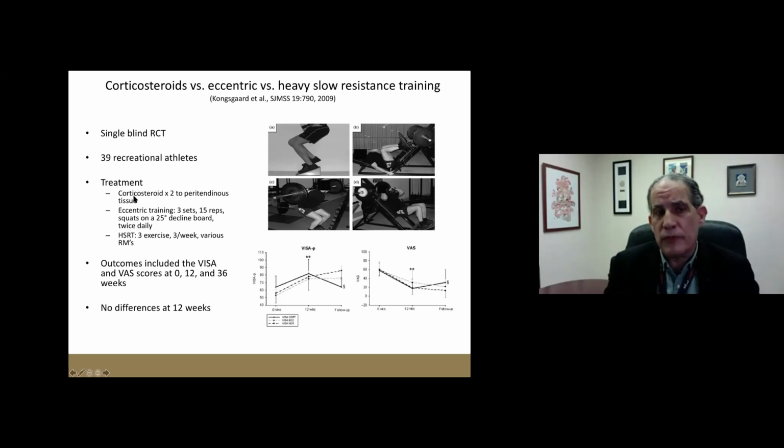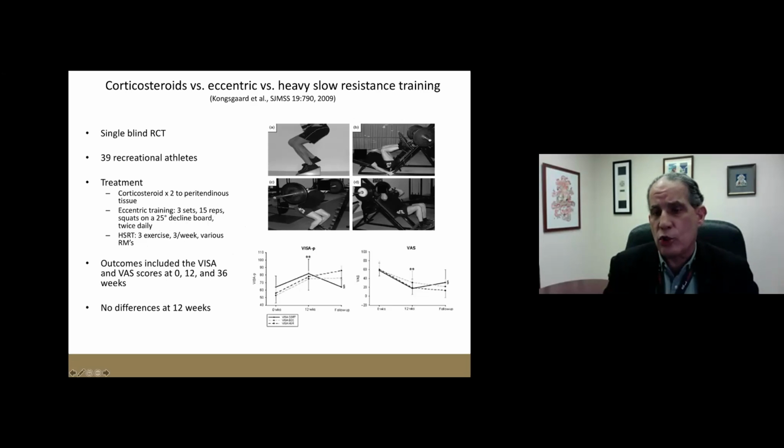And they compare 3 groups, the injections, not into the tendon. I think it's important to mention that these injections were to the tissue surrounding the tendon, not directly into the substance of the tendon. Eccentric training, which is really here, again, the same type, 3 sets, 15 repetitions on a decline board. This is a decline board, okay? And a heavy, slow resistance training that was 3 times per week, doing the traditional resistance training 3 times per week and several repetition maximums. And this is what they did.